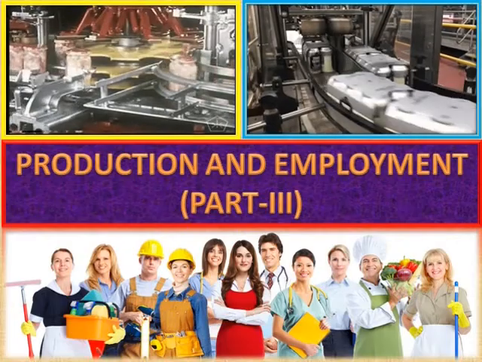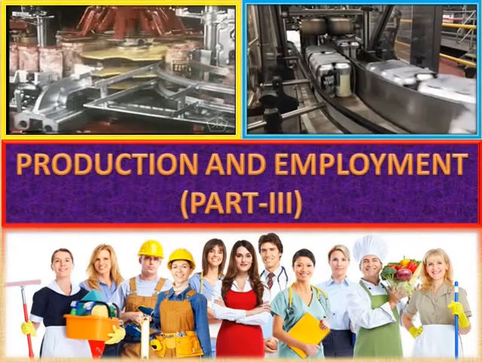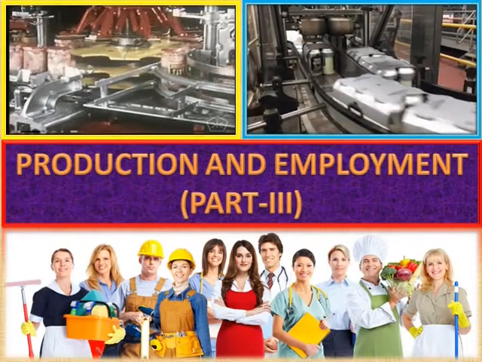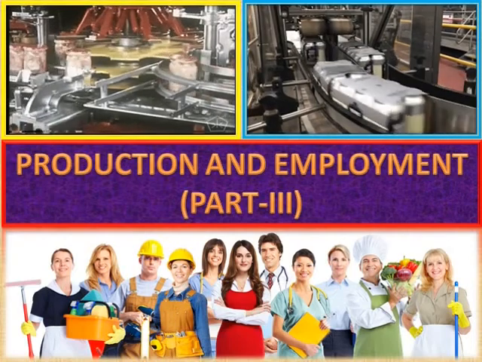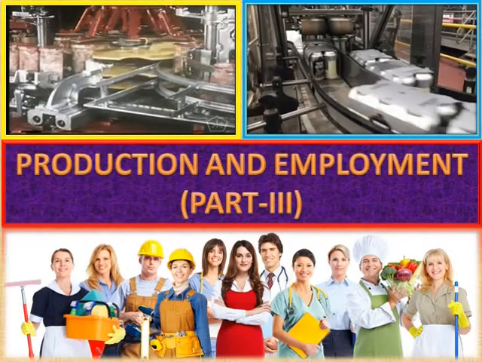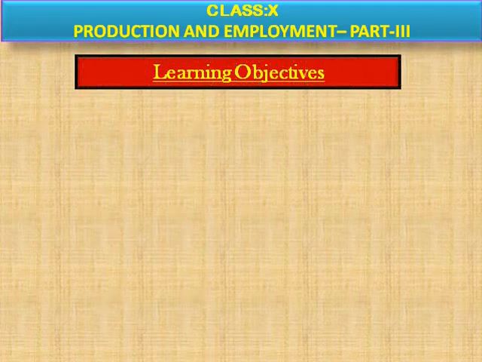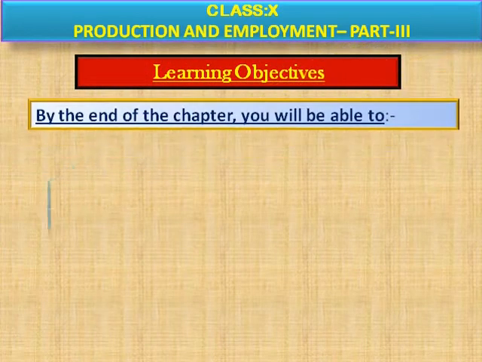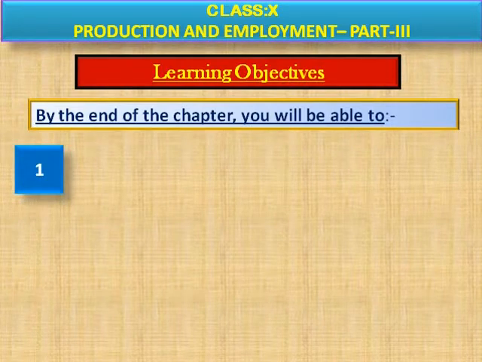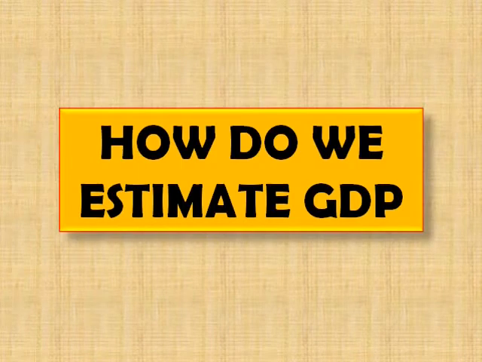Welcome to the chapter Production and Employment, Part 4. In the earlier class, we learned to define production and employment, describe the three sectors of employment, and explain GDP in detail. Learning objectives of this part: by the end of the chapter, you will be able to describe the process involved in the estimation of GDP. Now let us learn how we estimate GDP.